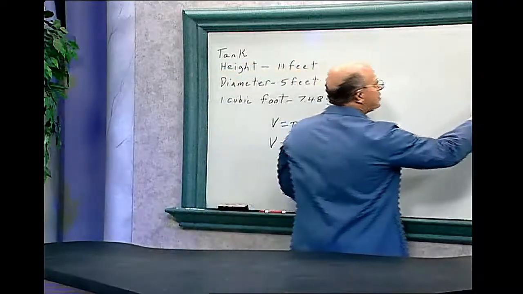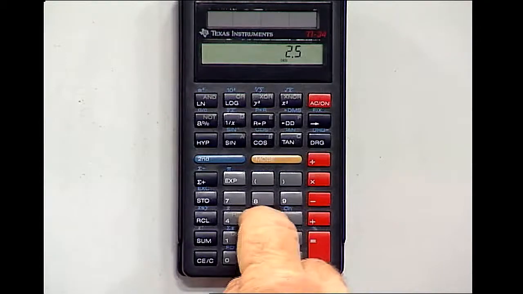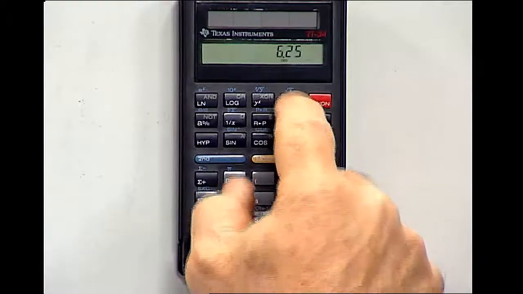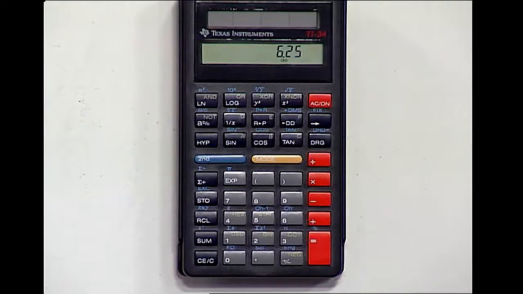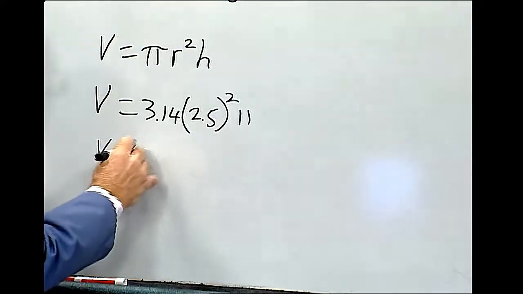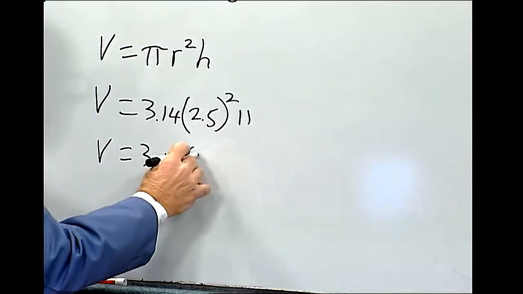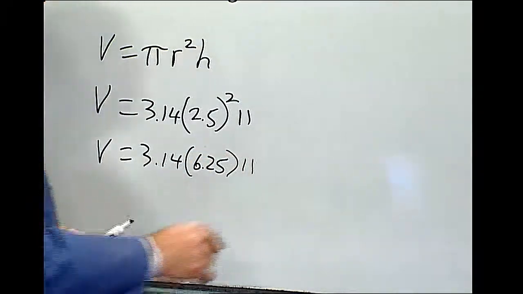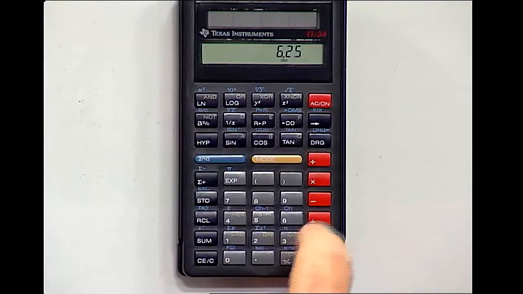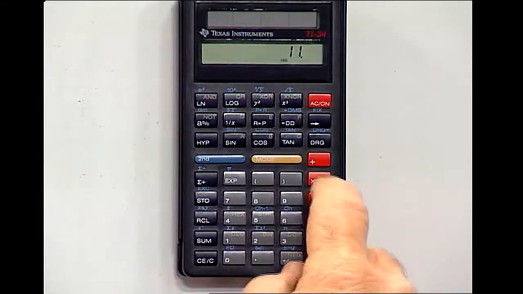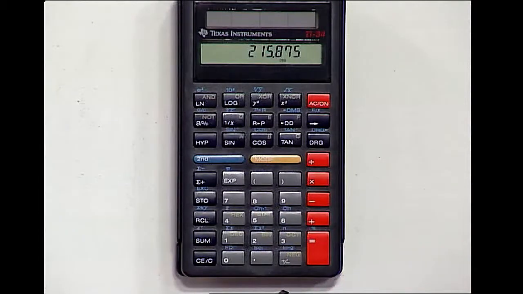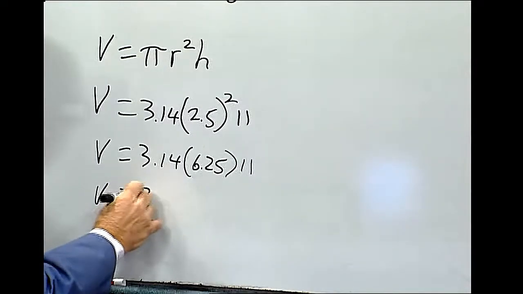Let's go to the calculator. 2.5 radius squared. Again, all I have to do is hit the x squared button over here. It gives me the number. That's 6.25. So the volume equals 3.14 times 6.25 times 11. So let's do that. So 6.25 times 11 times 3.14 equals, so the volume is 215.875.